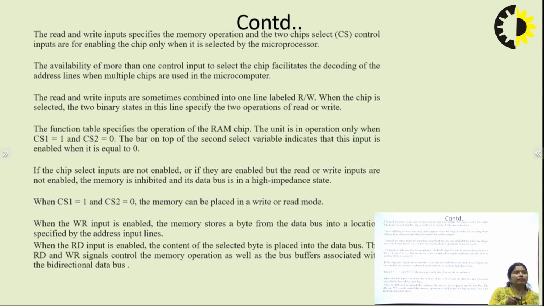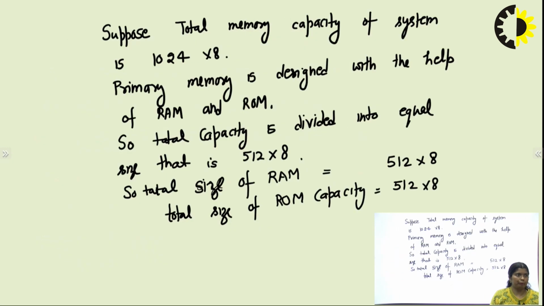So here there is some configuration of the RAM chip. We can also see CS1 and CS2. Chip select 1 means that if chip select 1 is enabled, or equal to 1, the data or information is stored in the RAM. If CS1 is 0, it will be stored in the ROM.